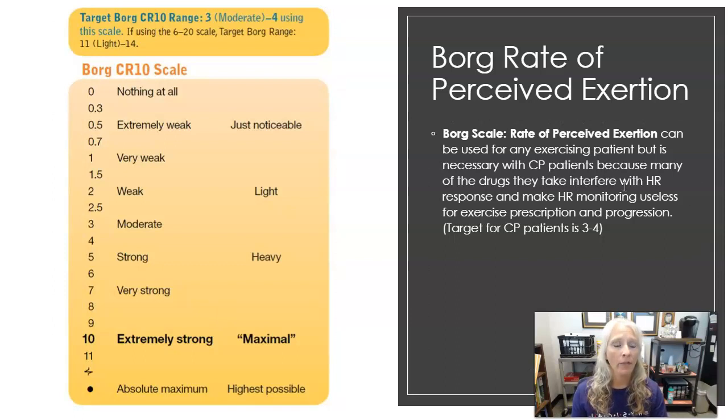So many of those medications, like we said, beta blockers specifically, make heart rate response useless for monitoring because the patient's heart rate cannot increase with increasing exertion. So if you'll see, 3 to 4, moderate to slightly above moderate, is where you want your patient exercising. That's your target for your cardiopulmonary patients.